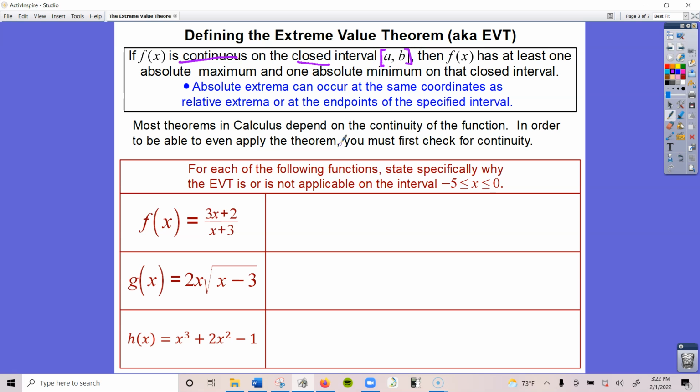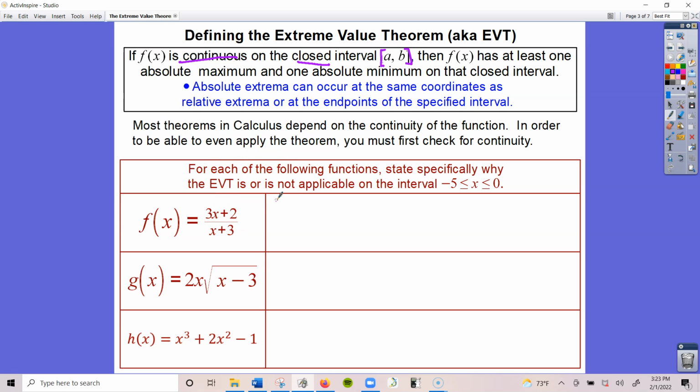Okay, so most theorems, as I put here in calculus, depend on the continuity of the function. Before we even use the theorem, we have to establish that the function that we're looking at is continuous. So we're going to look at a couple of examples here. And before I even figure out how to apply this theorem, I need to make sure that the theorem is even applicable. For the first one, we have f(x) is equal to (3x + 2) over (x + 3).